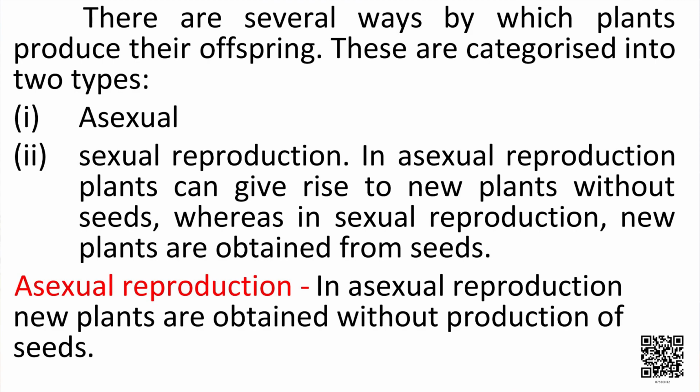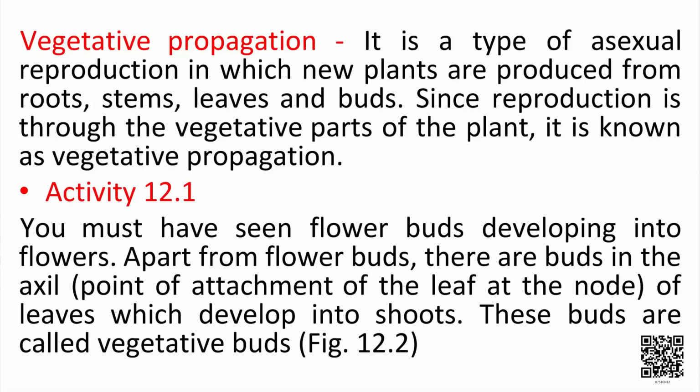So, asexual reproduction. In asexual reproduction, new plants are obtained without production of seeds. And there is also a method of vegetative propagation. It is a type of asexual reproduction in which new plants are produced from their roots, stems, leaves and buds. Since reproduction is through the vegetative parts of the plant, it is known as vegetative propagation.